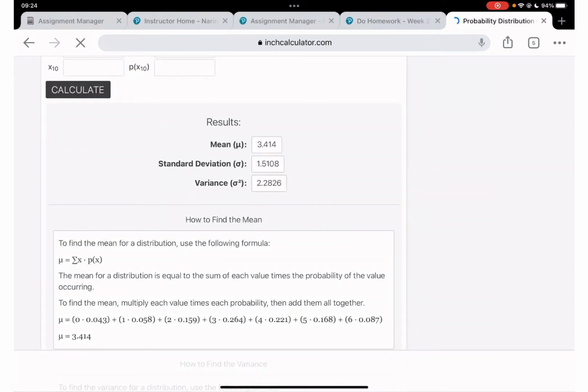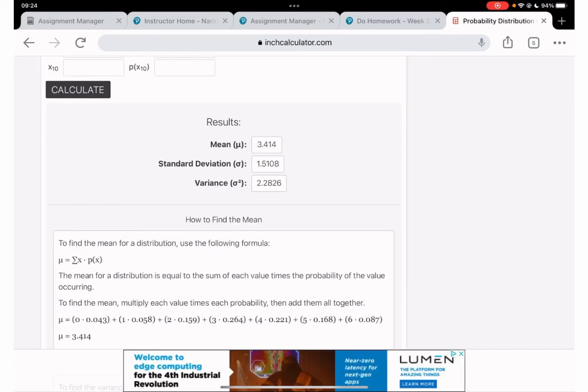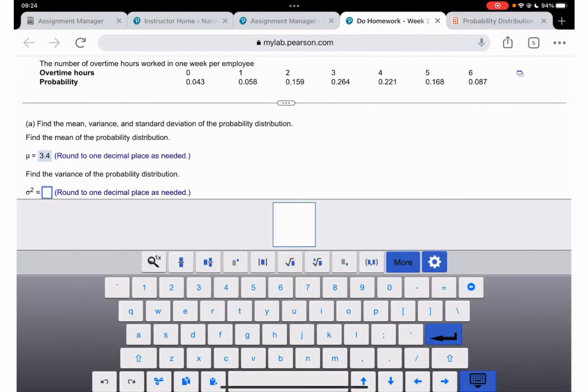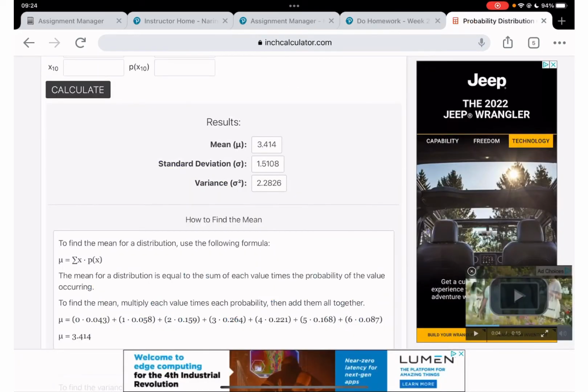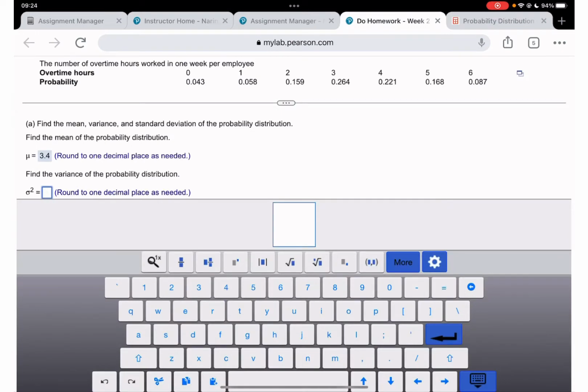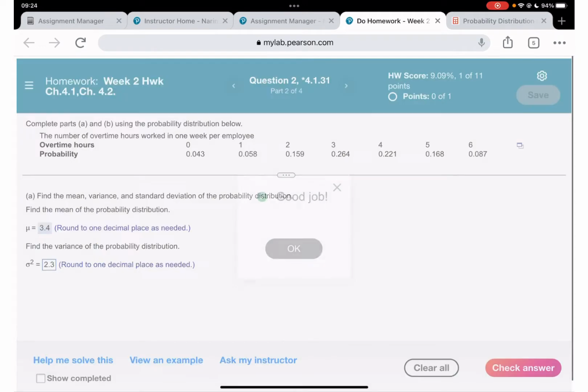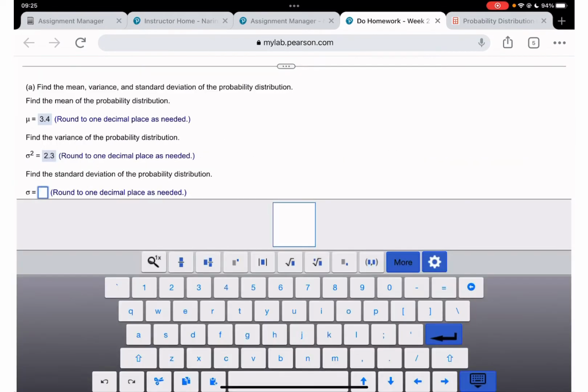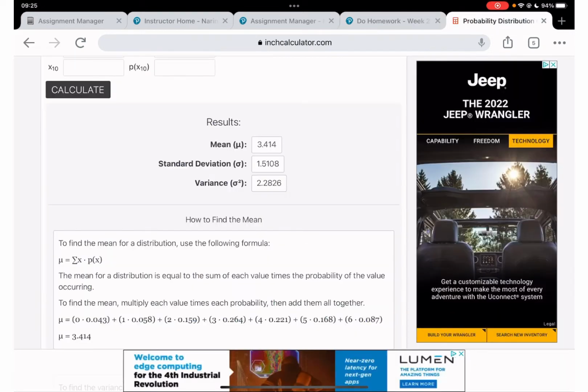Okay, so calculate, and we will get everything we need. Mu we already calculated. The standard deviation is 1.5. Let me place the answer. The standard deviation is 1.5. Variance I need, rounding, 2.3. So it's going to be 2.3. Okay, good job. And then sigma, the standard deviation, is going to be 1.5.